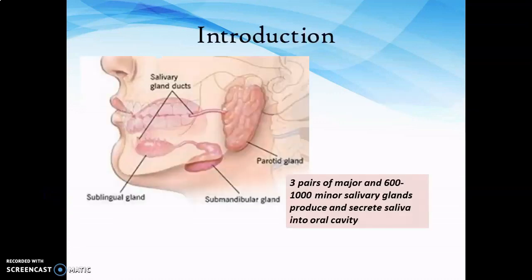Today, I am going to discuss the structure of salivary glands and their ductal system. Salivary glands are exocrine glands that produce and secrete saliva into our oral cavity. There are 3 pairs of major salivary glands and 600 to 1000 minor salivary glands that secrete saliva into the oral cavity through their ductal system.